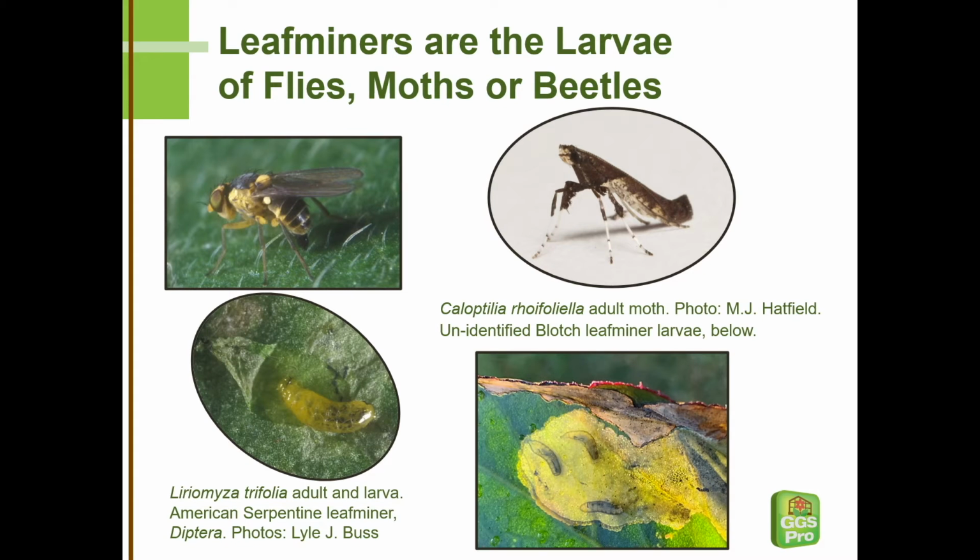Leaf miners are the hatchlings of flies and moths and even a few beetles. These insects lay their eggs in the leaf tissue, and the larva makes the mines that we see as a symptom on the outside of the leaf. On the left, we see a common serpentine leaf miner, and its larvae shown there at the bottom. It's a fly larvae. On the right is the moth species, whose larvae form the leaf blotches. And at the bottom, we see an example of blotch leaf miner larvae in action.